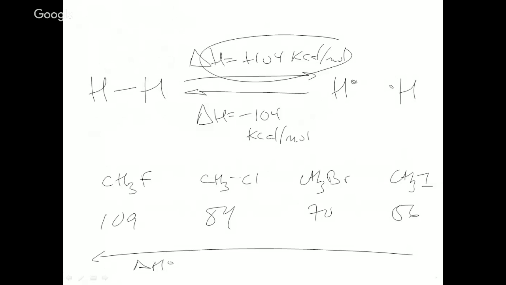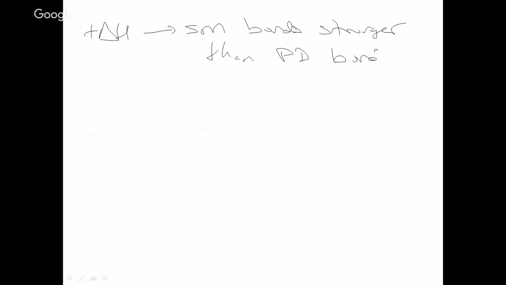Okay, so let's look at reactions. A positive delta H means that starting material bonds are stronger than product bonds. I use SM and PD often. So plus delta H means the starting material bonds are stronger. And we're all talking about thermodynamics here, just for the record. A negative delta H means that product bonds are stronger than starting material bonds.